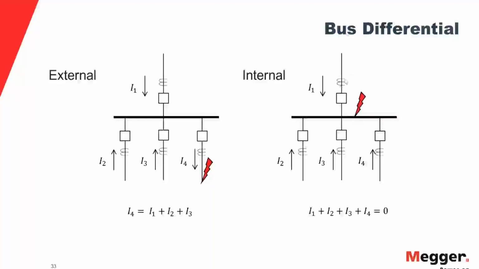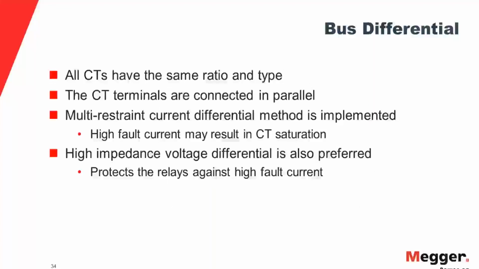So overall, for an external fault, the amount of current that is coming in, which is I1, I2, and I3, will be equal to the amount of current that is flowing out of the bus, which is I4. On a bus differential, the CTs are all connected in parallel. So this way, it will see all the flow of current in this particular direction as mentioned in the diagram.